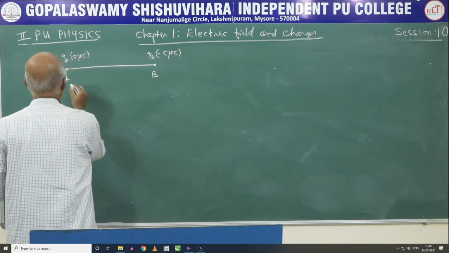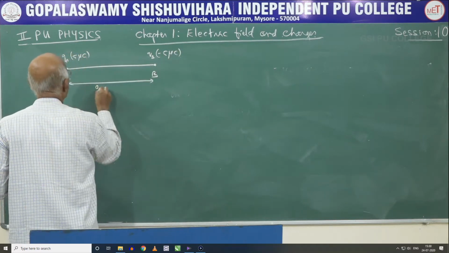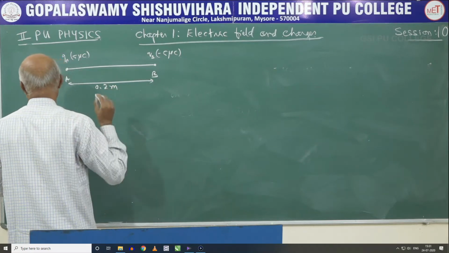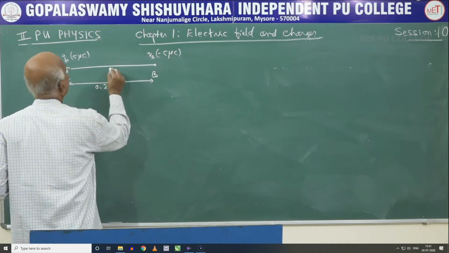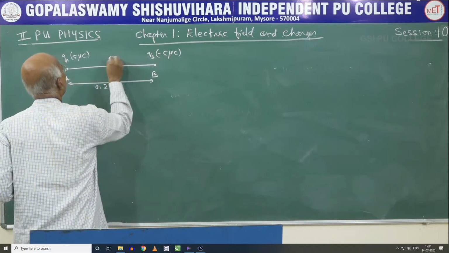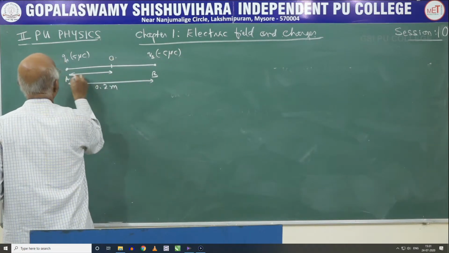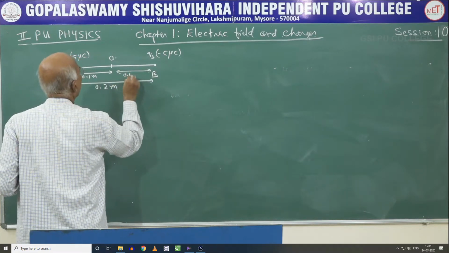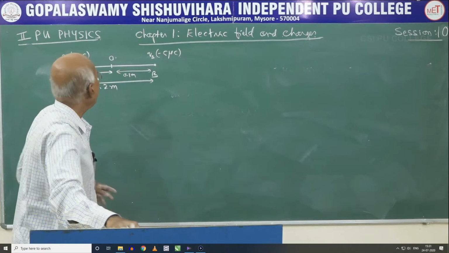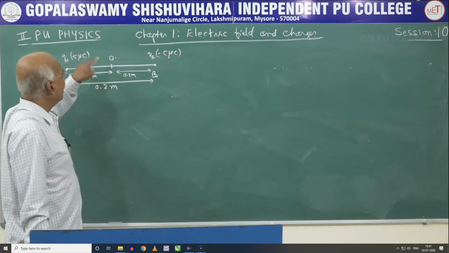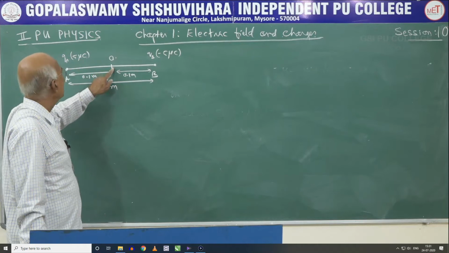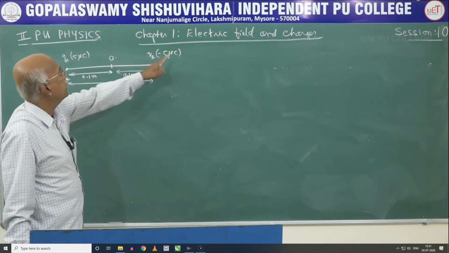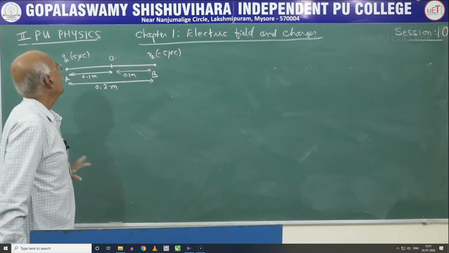They are separated by a distance of 0.2 meter, and you have been asked to determine the electric field at the midpoint, which they have designated as O. Therefore, this distance is 0.1 meter, and this is also 0.1 meter. We have been asked what is the electric field at this point due to the presence of the charge 5 microcoulomb at A and minus 5 microcoulomb at B.